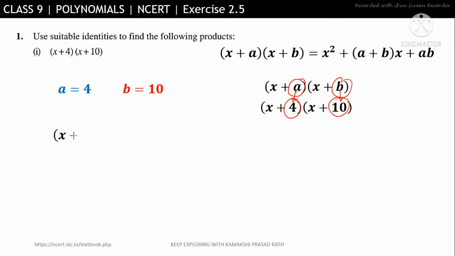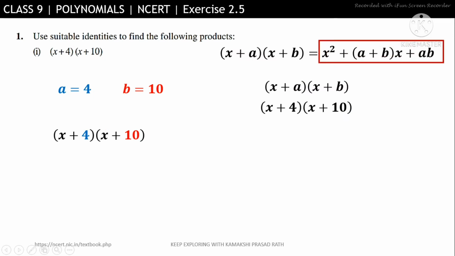So coming back to our question, we have (x plus 4) multiplied by (x plus 10). It is in the form of (x plus a) into (x plus b). See here, the first terms of these expressions are the same and the other two are different. From this you can easily identify which formula to use: the first terms are the same and two different terms. So we can use this formula: x squared plus (a plus b) into x plus a into b. The only thing is, in place of a and b, we'll use 4 and 10 respectively.